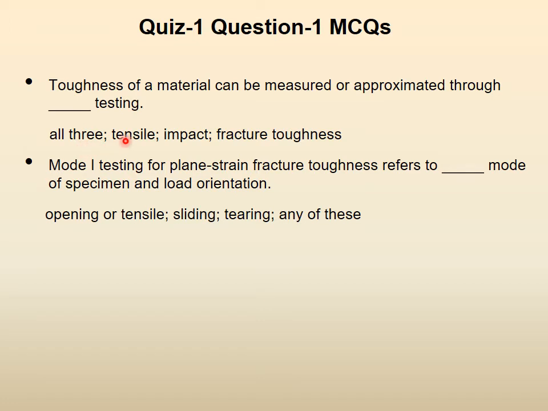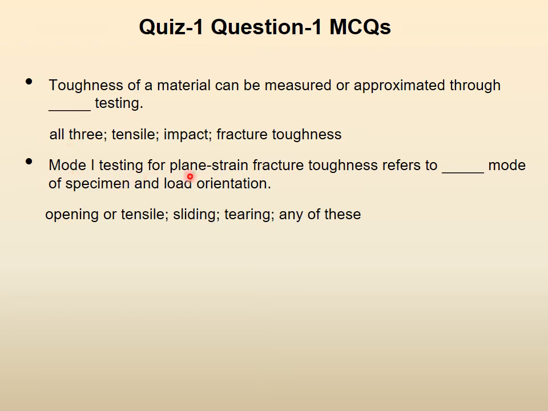After tensile testing, you get the stress-strain graph, and the area under the whole graph from the beginning till fracture is a rough value of the toughness of the material. Impact testing, of course, you find the impact toughness of a material, so it is toughness testing. An actual fracture toughness test with the compact test specimen is also the fracture toughness. So either measured or approximately measured, so all three is the correct answer, right?